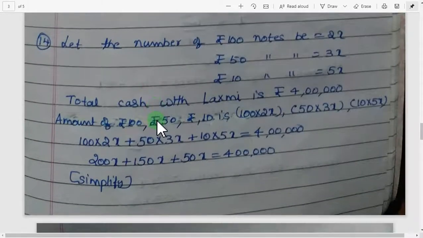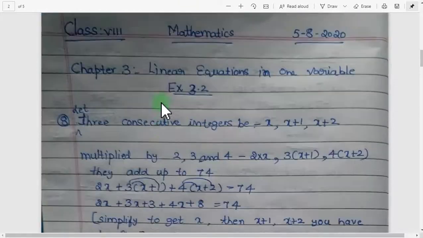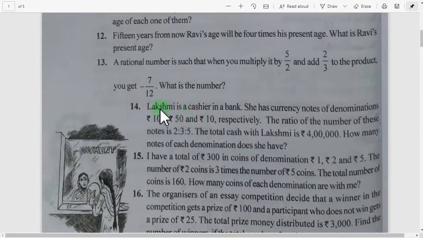So 14th question. Lakshmi is a cashier in a bank. She has currency notes of denominations rupees 100, rupees 50 and rupees 10 respectively. The ratio of the numbers of those notes is 2 is to 3 is to 5. As you see the ratio, you have to take the number of notes of 100 as 2x, number of notes of rupees 50 as 3x, and number of notes of rupees 10 as 5x. The total cash with Lakshmi is 4 lakh. How many notes of each denomination does she have?